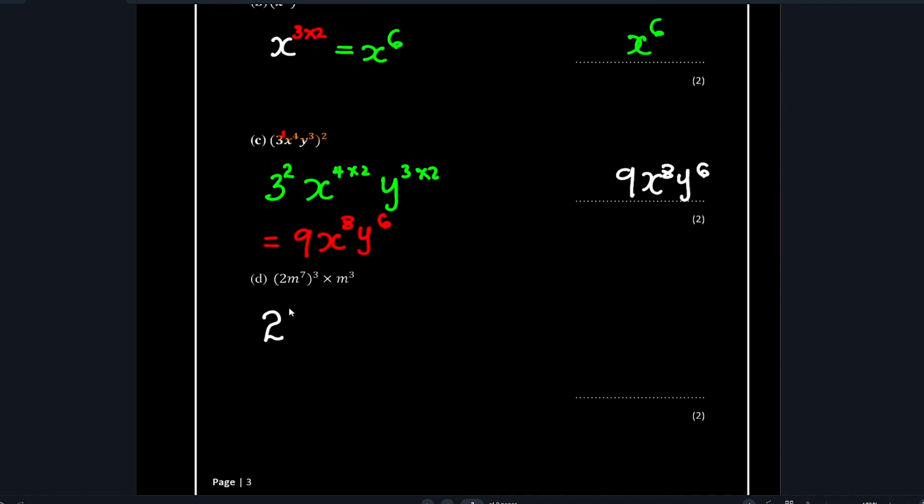Moving to question D, we are having 2m raised to power 7, raised to power 3. So meaning this is going to be 2 raised to power 3, because 2 is like power 1 times 3 is going to be 2 raised to power 3.